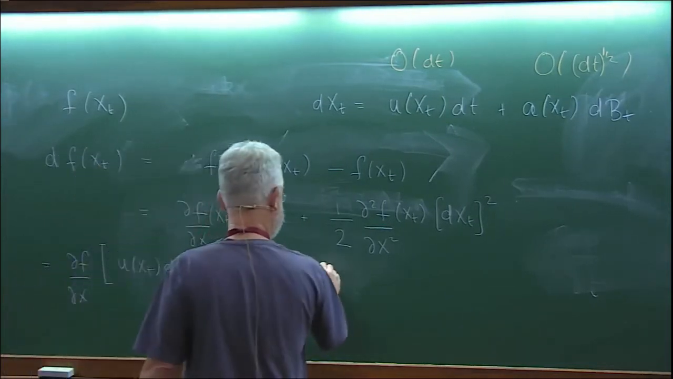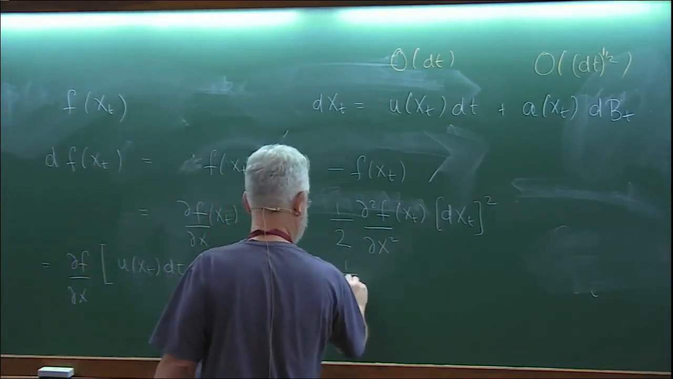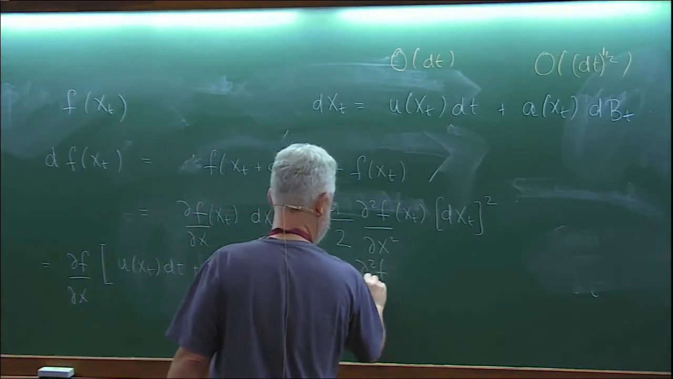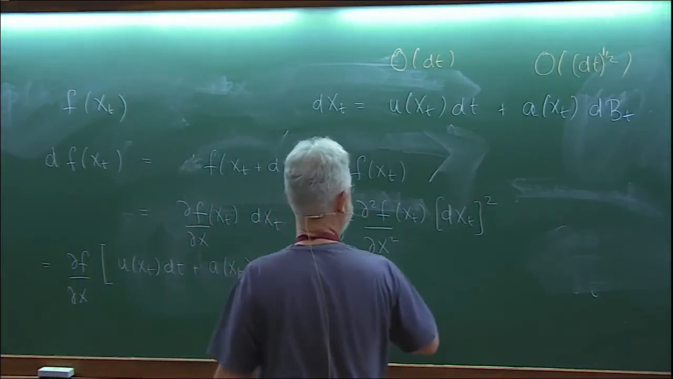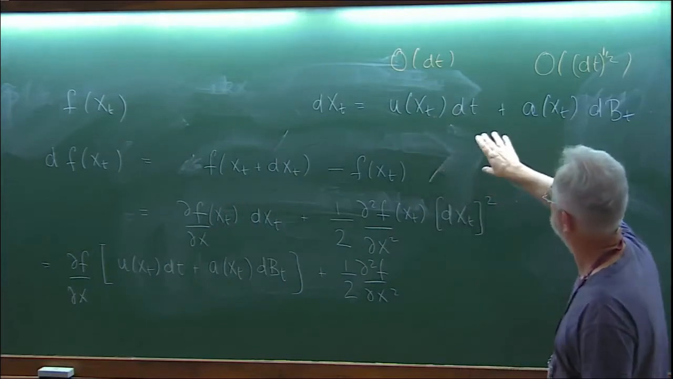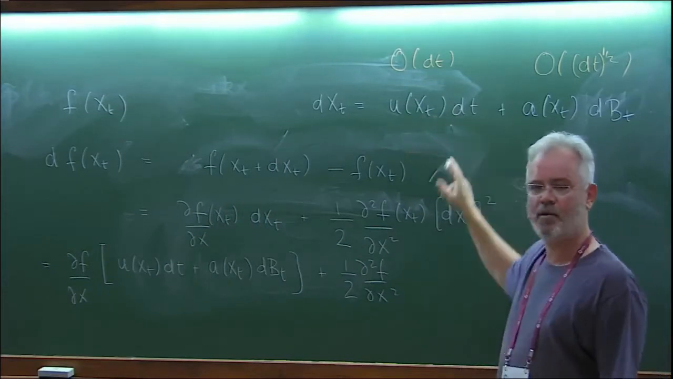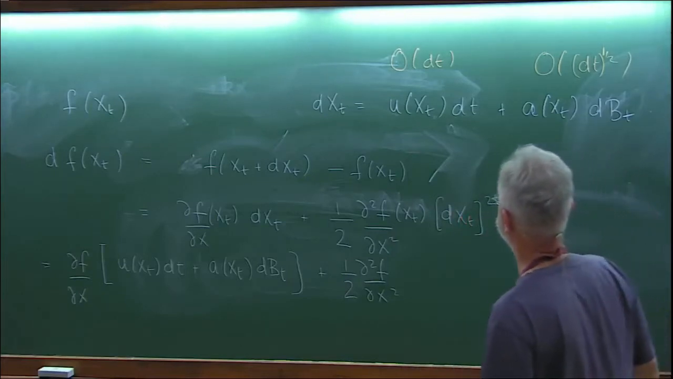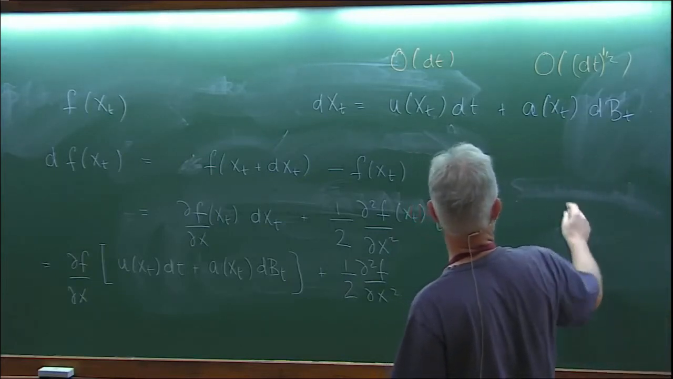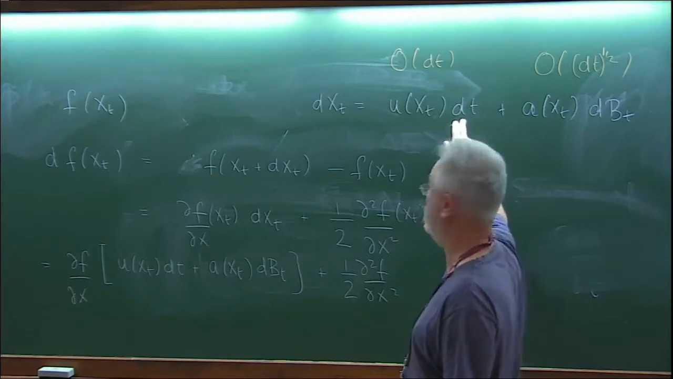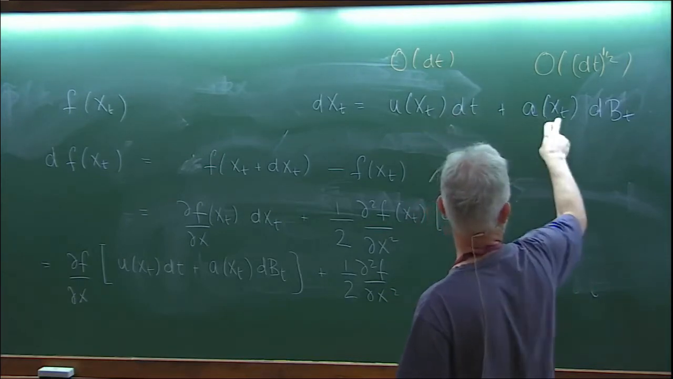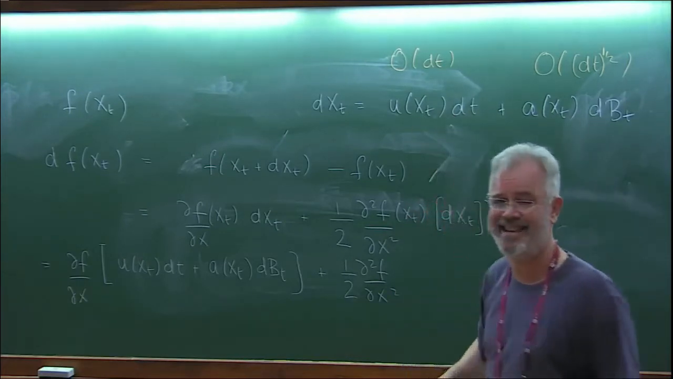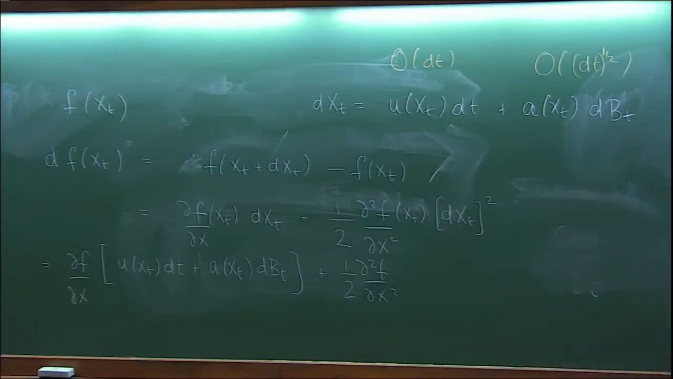But now when we look at this dx_t squared term, if I take this and square it, I'm going to have u squared dt squared. But that's dt squared, so you can throw that away because I'm only looking at this to order dt. I can look at the cross term. There's a cross term which is u(x(t)) a(x) times 2 times dB_t. But if I count the powers, that's dt to the power 3 over 2. So that can go away.